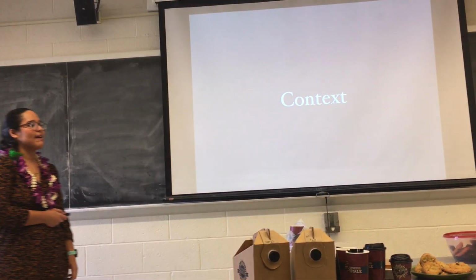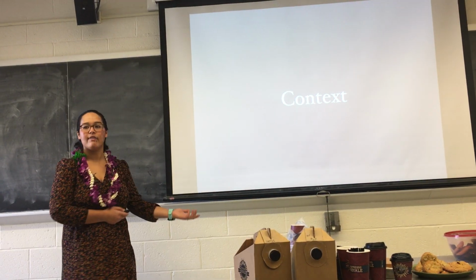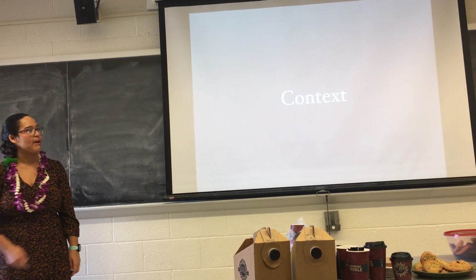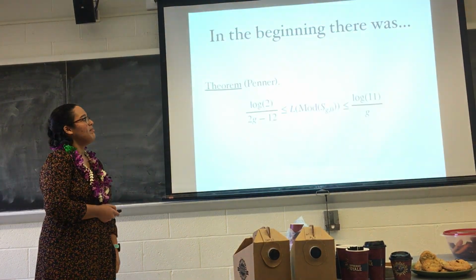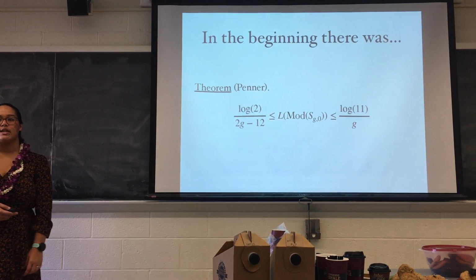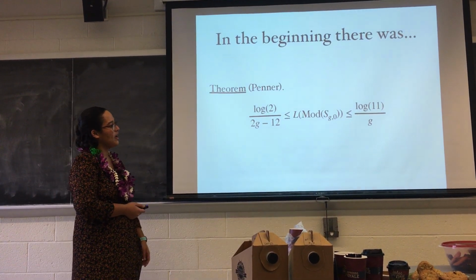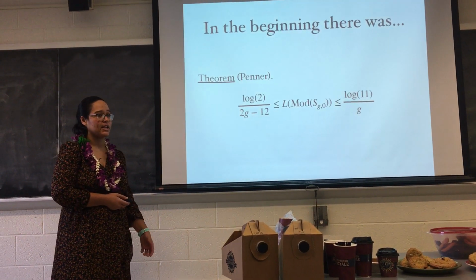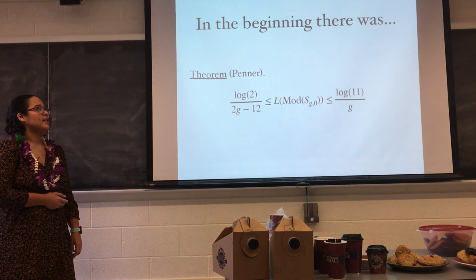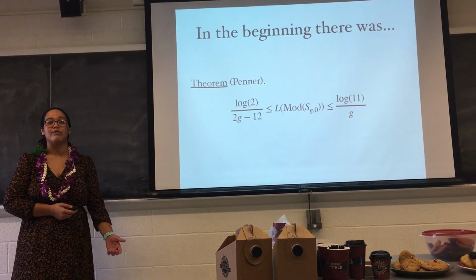Okay. So let's have some context. This is great, but what have other people proved about least dilatation in the mapping class group? So the first person to study the least dilatation in the mapping class group was Penner in the 90s, and he proved that if you look at the least dilatation in the mapping class group of the closed surface, then we have that the least dilatation looks like 1 over g.